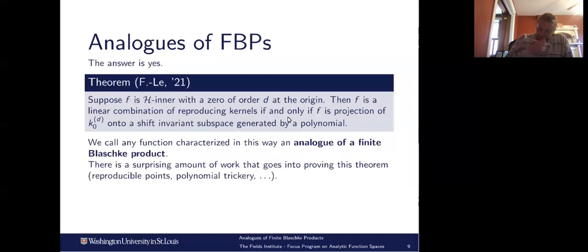All right. So I suppose if you understand the orthogonal complement of shift invariant subspaces generated by polynomials, this isn't too crazy of a result, but there really is a surprising amount of work that goes into this when you want to do it in the generality that we've done it. There's this theory of reproducible points. These are points that might not be in your domain, but point evaluation is still bounded at that point, and lots of polynomial trickery.